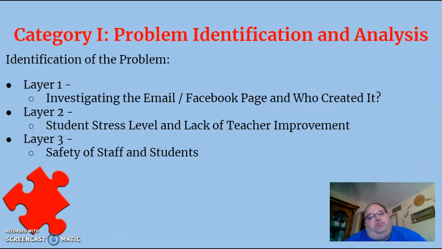As I identify the problem, there are several different layers. The first is that we need to investigate the email and the Facebook page and who created it. The second layer is that the student stress level sounds like it's pretty extreme, to have resulted in a threat. And the third layer is the safety of the staff and the students as a result of this Facebook page.